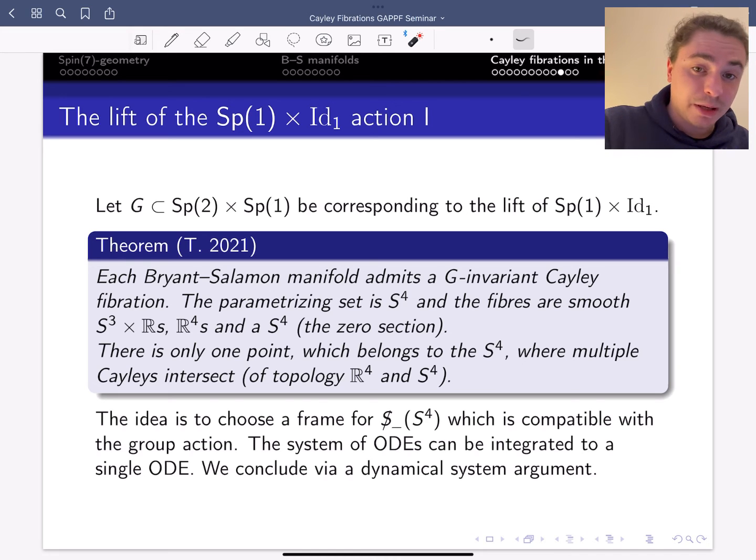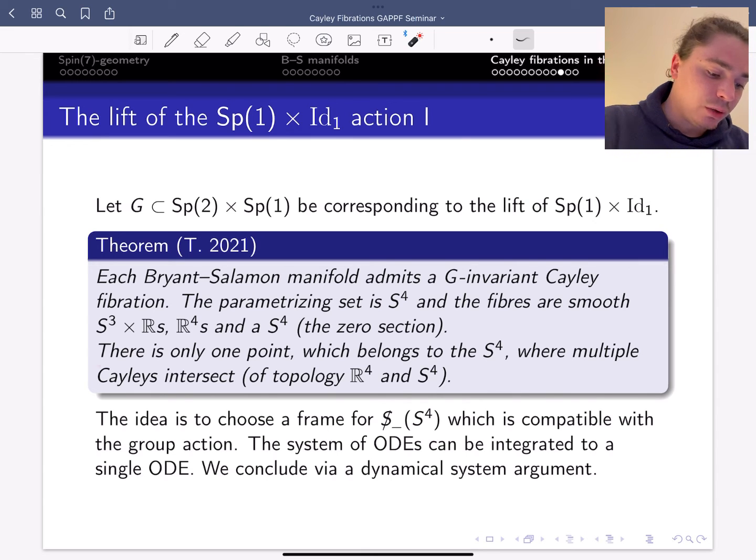So the parameterizing space is once again S4, and the fibers are smooth cylinders or planes, and a single S4, which is the zero section. The reason for this S4 is just by looking at the action. Indeed, if we look at the action, we have SP1 times the identity, and when we restrict to the zero section, this SP1 has a three-dimensional orbit, so it needs to be the whole S4.